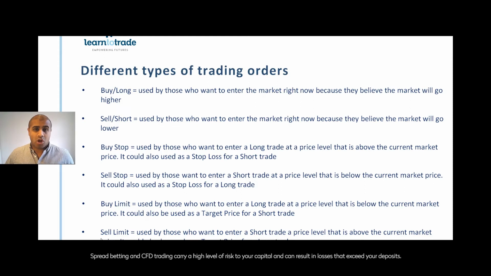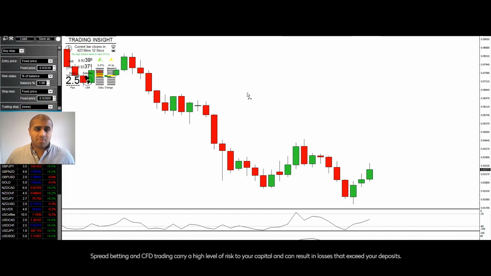Now this may seem like a lot to digest, but there are quite a few platforms that do make it a little bit simpler for traders. So let's have a look at the SmartCharts platform and let's have a look at some of these orders. So here we have the SmartCharts platform, and on the left hand side we can actually see we've got the different types of orders. We have buy, sell, buy limit, sell limit, buy stop and sell stop.